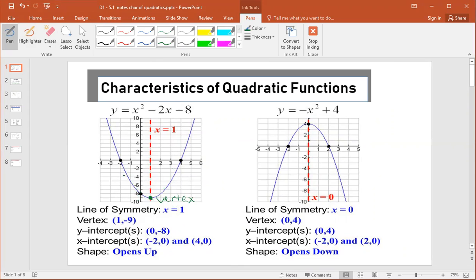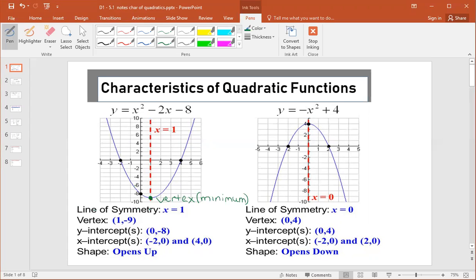Now this vertex will also tell you whether you have a maximum or a minimum. So at this vertex, because it is the lowest point of the graph, this is called a minimum, because it is the lowest point. Also what happens at this vertex is we get this line of symmetry. If you remember, we've talked about reflection lines before. This reflection line right here, which is the line that cuts it in half, is the axis of symmetry, or they call it the line of symmetry.